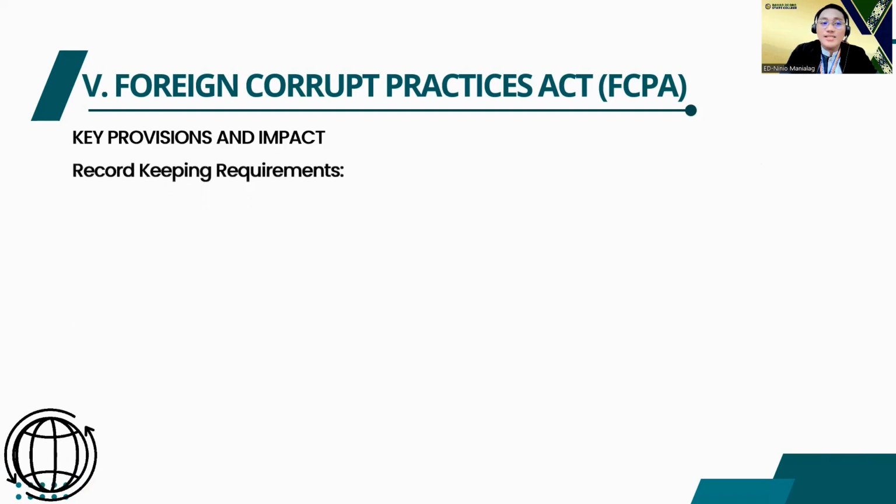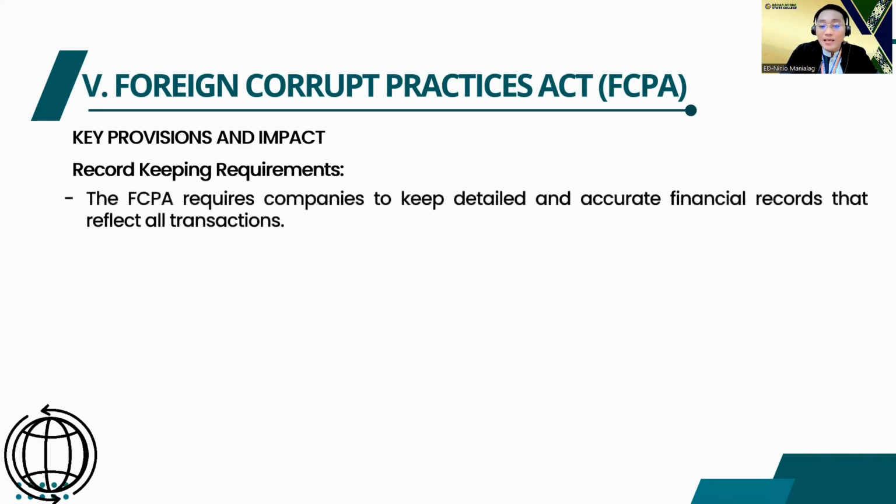The next provision is record-keeping requirements. So the FCPA requires companies to keep detailed and accurate financial records that reflect all transactions. These provisions prevent companies from concealing bribery and foster transparency in business operations.